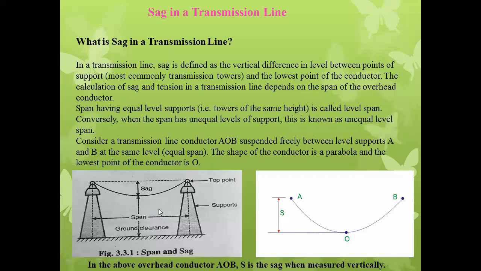In case of RCC pole, the span is 80 to 200 meters. Okay, 80 to 200 meter span length should be there in case of RCC pole. Okay, next, steel towers.